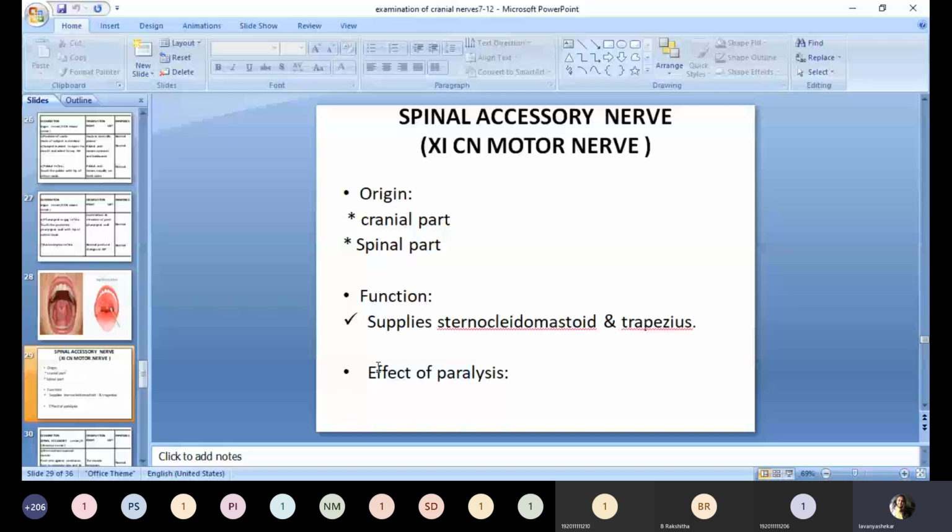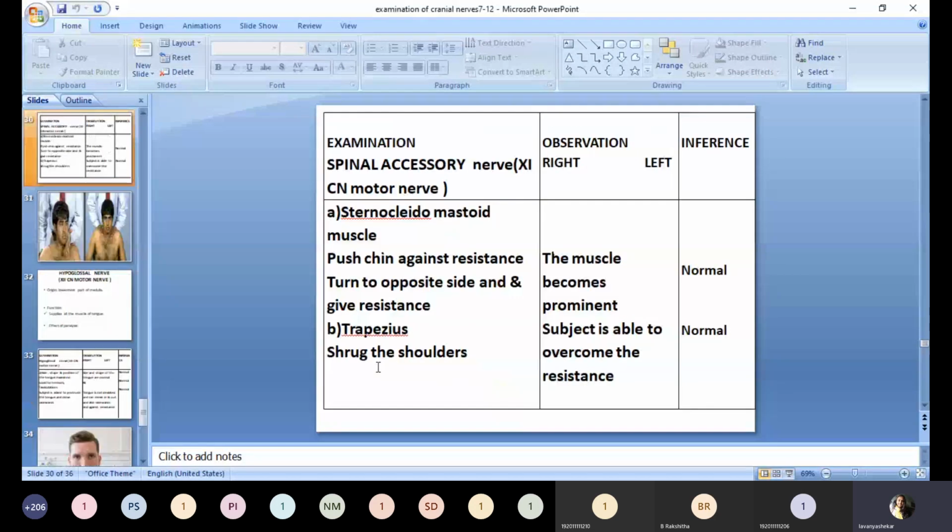Now, this 11th nerve is a pure motor nerve. It supplies mainly two muscles, that is your sternocleidomastoid muscle and your trapezius muscle. So how do you test for these two muscles? First you are going to check for the sternocleidomastoid muscles.